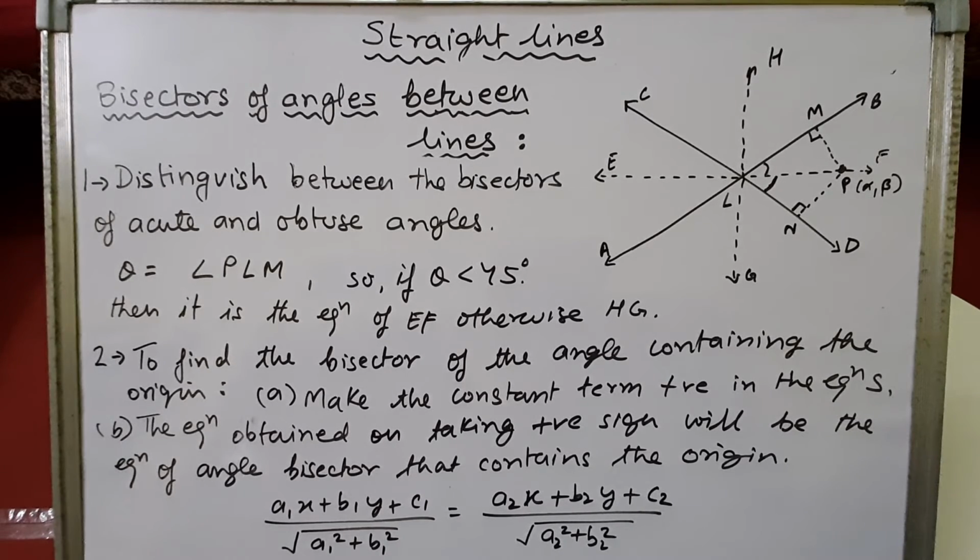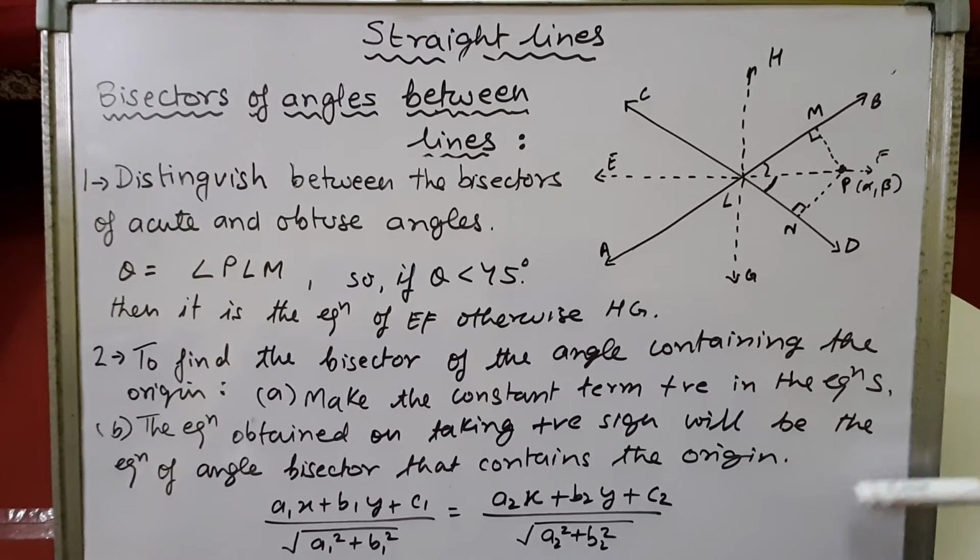Next, if we have to find the bisector of the angle which contains the origin, there are two things that we'll do. First, from the two given equations of lines, we'll make the constants positive. Suppose minus 2 is given in the equation, then take minus common and make the constant term positive.